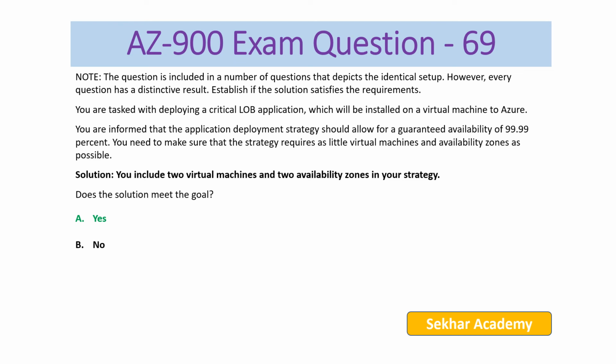So when we include the two virtual machines and two availability zones, that will give you the guaranteed availability of 99.99% to meet the solution. The right solution is option A, yes.